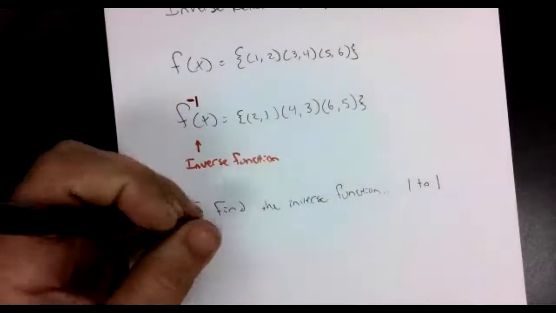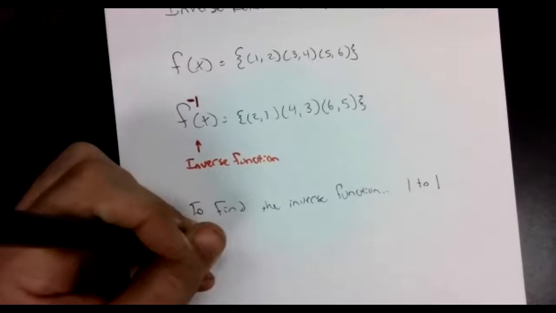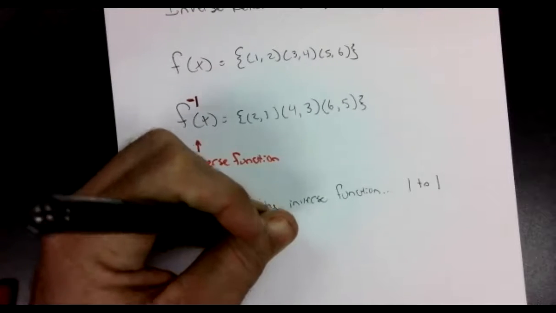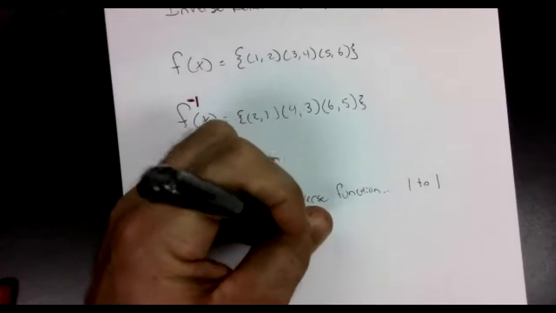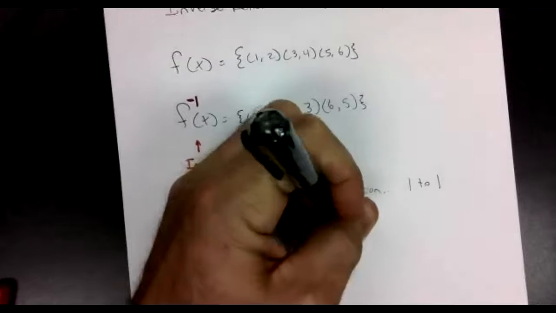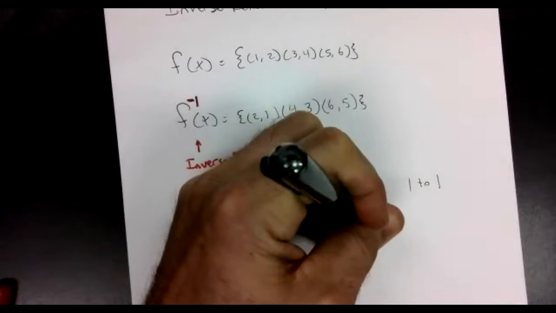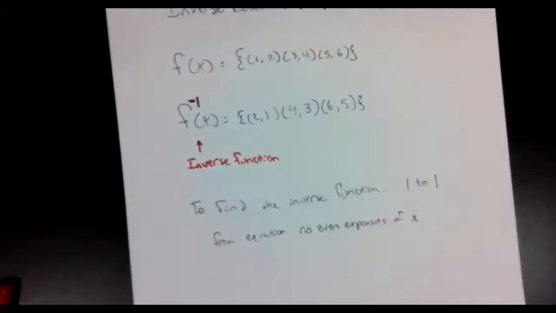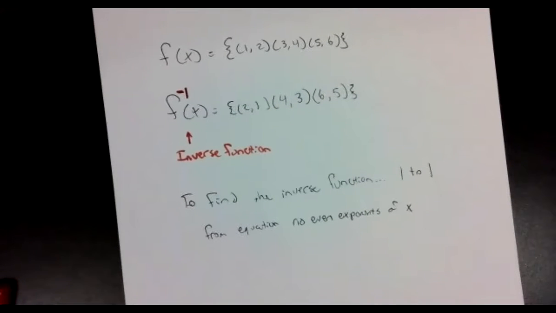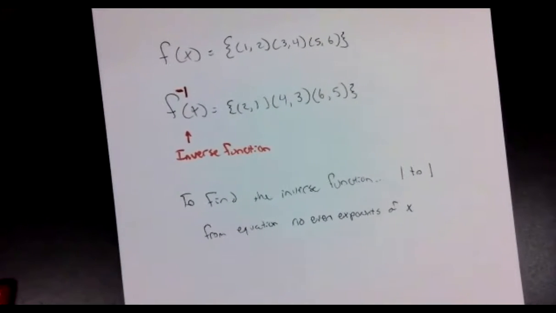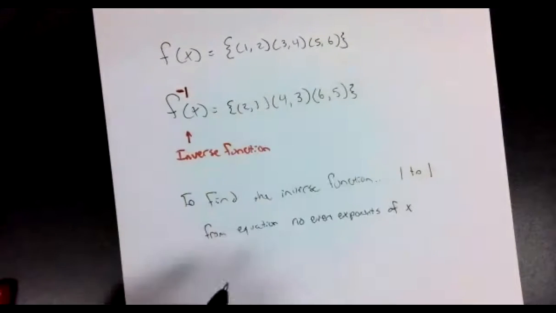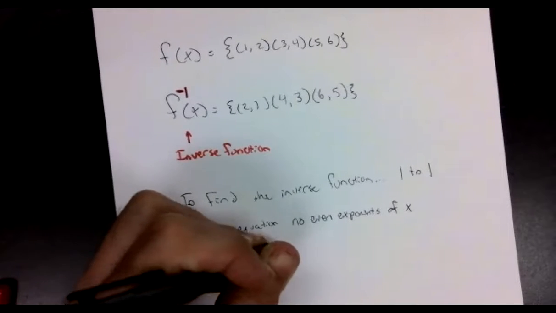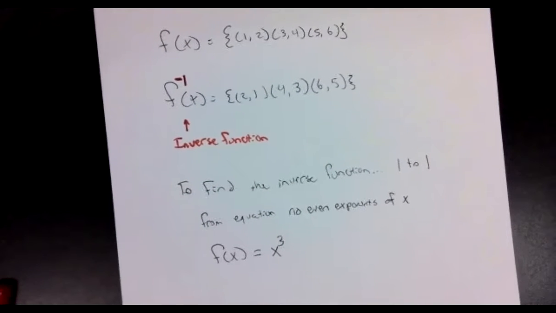Remember, to see if it's 1-to-1, if you're looking at it from an equation perspective, you want no even exponents of x. So again, that's no even exponents of x. So for example, f of x equals x to the third.